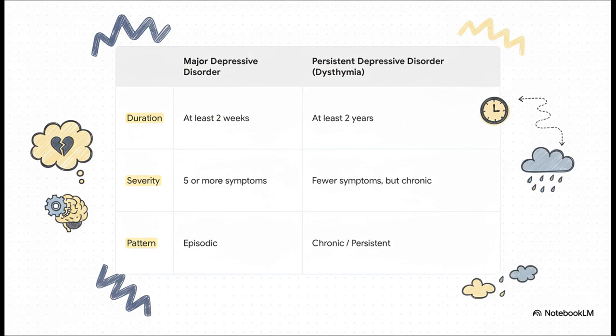On one side, you have MDD, and on the other, you have its chronic cousin, persistent depressive disorder, which used to be called dysthymia. And just look at the key differences. Duration, 2 weeks for MDD versus a staggering 2 years for dysthymia. The severity is different too. Dysthymia might have fewer symptoms, but they are incredibly persistent. So you see the pattern, right? One is episodic and intense, the other is chronic and grinding.